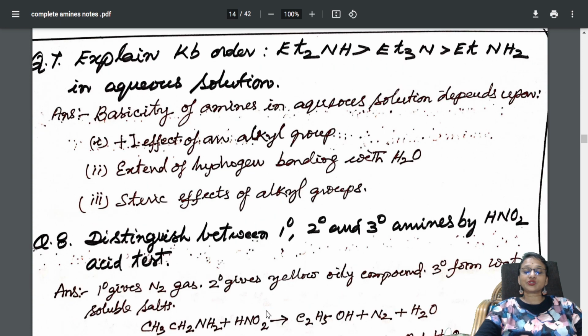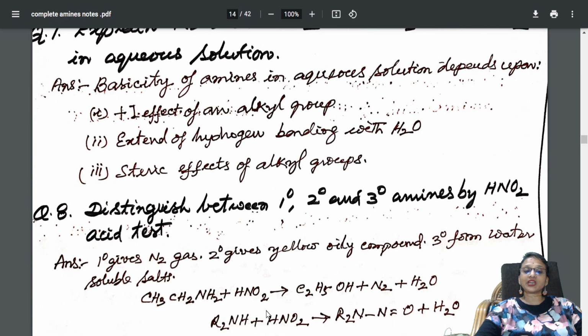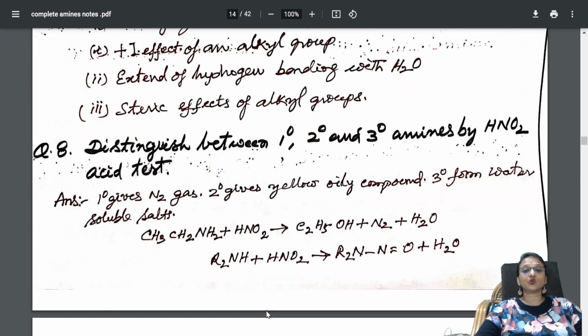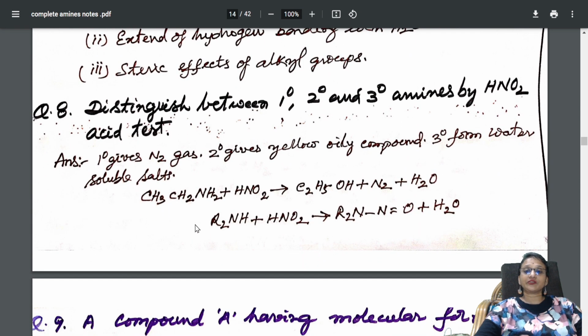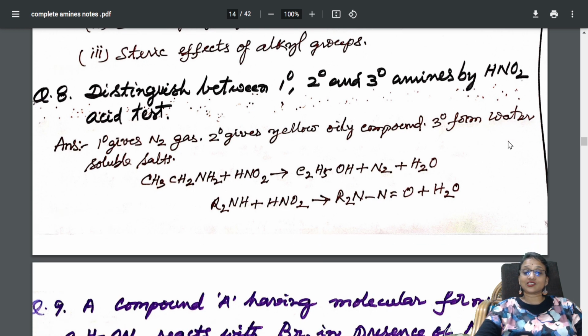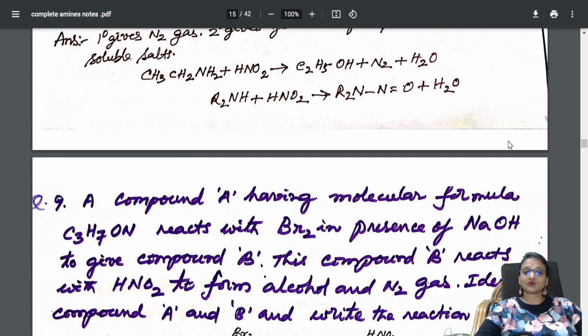Slowly from there, I took you into distinguish between primary, secondary, and tertiary amines by HONO, nitrous acid. So how does it react? We have written: primary gives nitrogen gas, secondary gives yellow oily liquid, nitrosamines, tertiary forms soluble salts. Yes, right. So now next, with water they form.